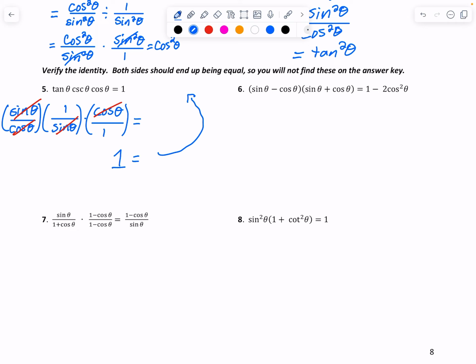Okay, so number 6, we're trying to show that left side equals the right side. So let's multiply. I can see that these are a difference of squares.